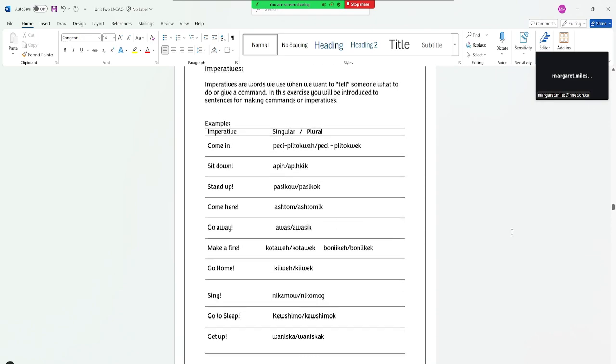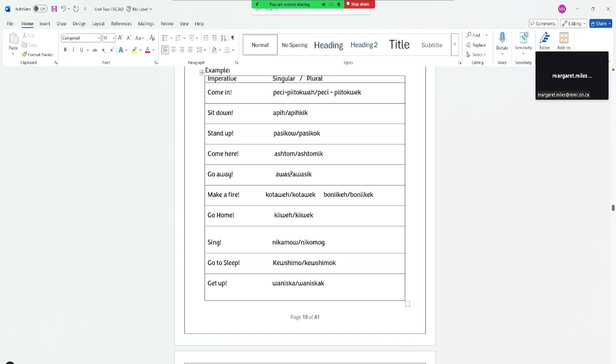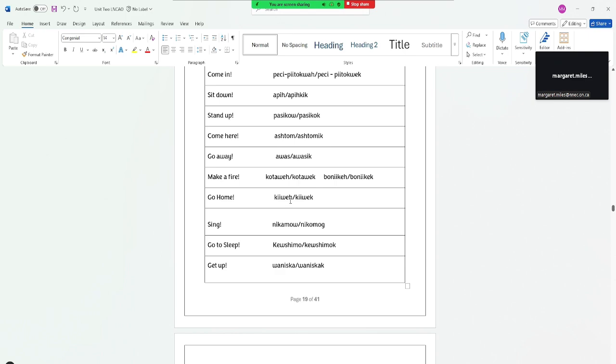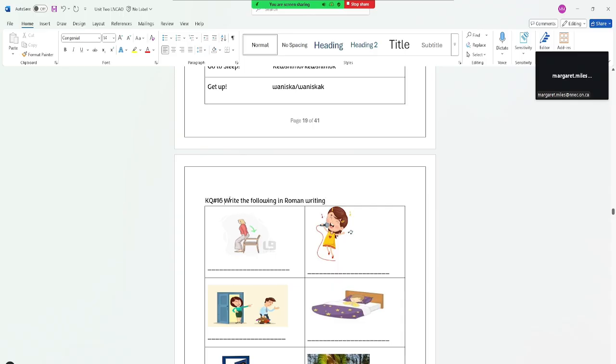So you would pick the singular words. Come in, Bejabihtegwe, Appe, Basago, Ashtam, Awas, Kuttawe, or Bonige, Kiwe, Nakamo, Kwesimo, Waniska. So the pictures are shown in singular.